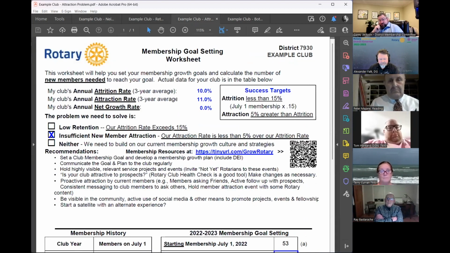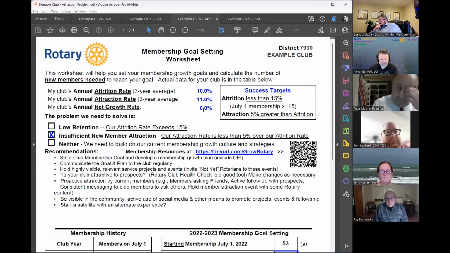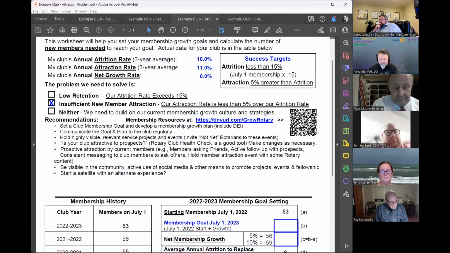The next example is a club that has a reasonable attrition rate. Again, we said 10% is almost a gold standard. You can't really get much better than that. But the attraction rate is only 11%. So the net growth is, and this is a rounding error, you will see that maybe in some of the other spreadsheets, it should say 1%, but because those are just rounded numbers, it doesn't always work out. But the problem that this club has is insufficient new member traction. That's why it has a blue check mark here.